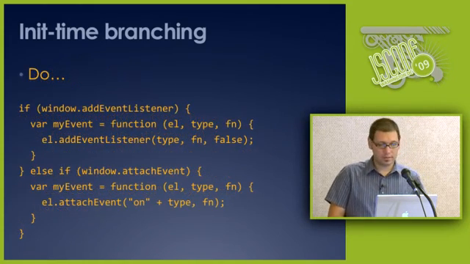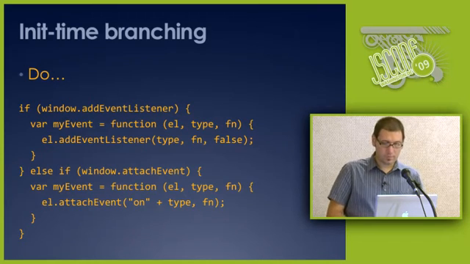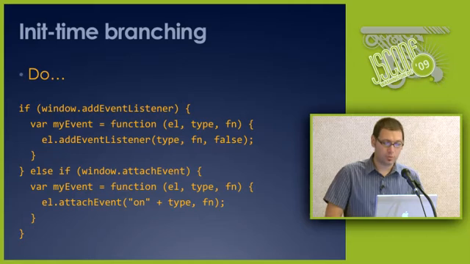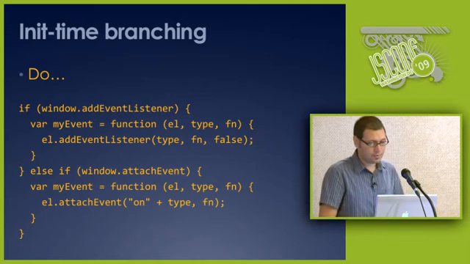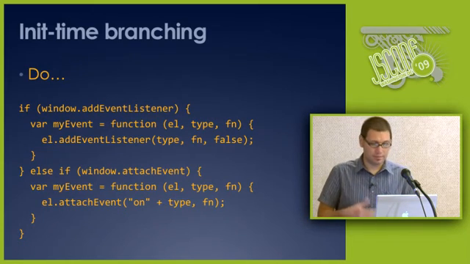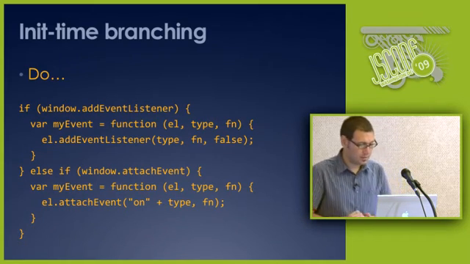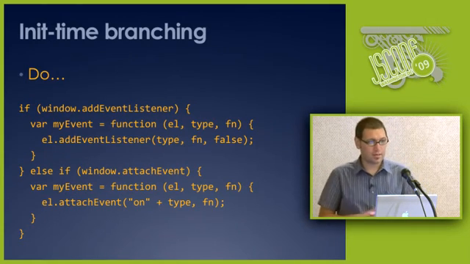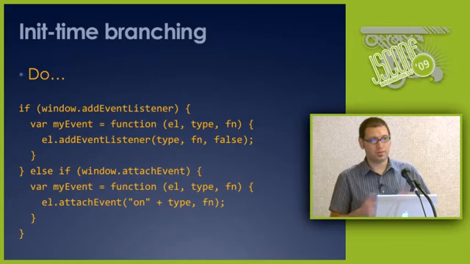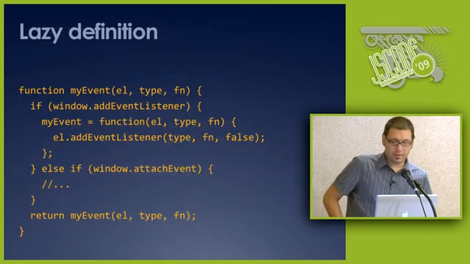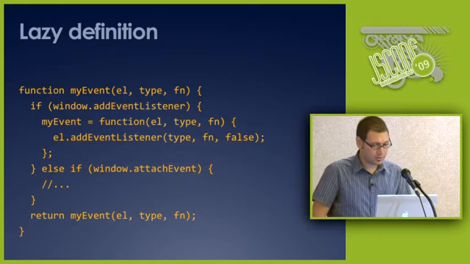So instead of doing this, you can do it only once. When you define the function, you say, okay, if add event listener is supported, then you define your my event function to use that. So this is basically defining the function depending on what's supported. Every time you then use my event, it will no longer check whether this is supported or not. A slight variation of that is the so-called lazy definition.